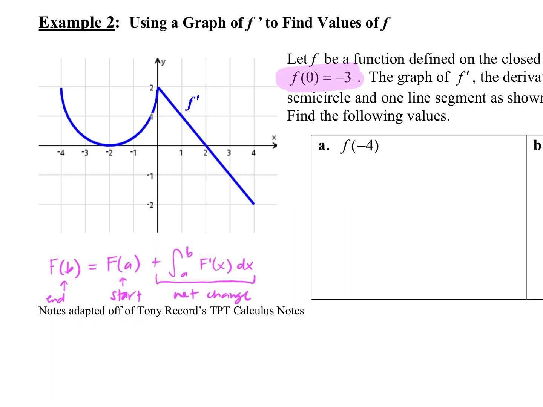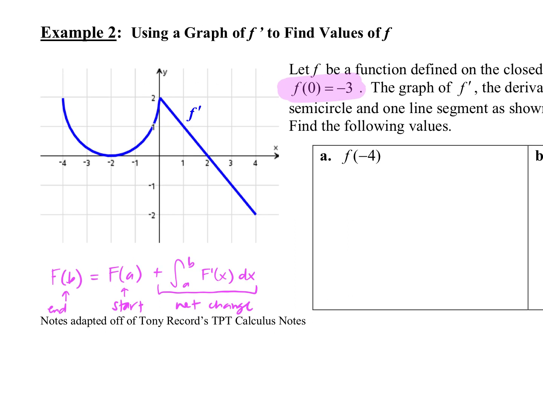So this f of 0 is my starting point. This is what we are given. I want to find f of negative 4. In order to find f of negative 4, I need two other pieces of information. I know my starting value, negative 3. And since we're given a graph, I can figure out what my change is from a to b on my graph.